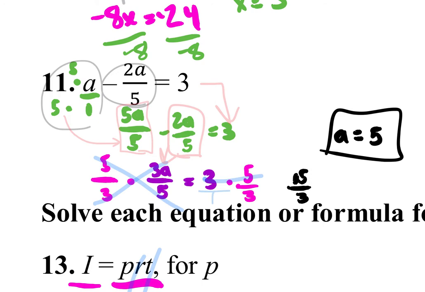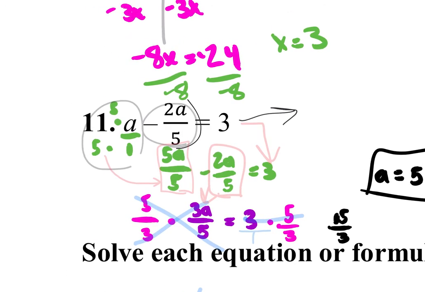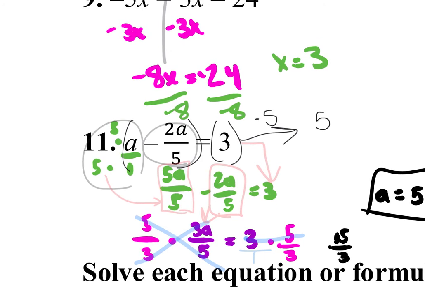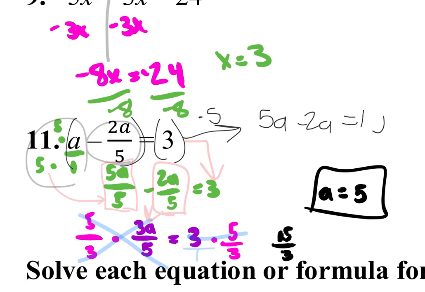Another thing you could have done on this problem is you could have multiplied the whole entire problem by 5 to begin with, and that would have given you 5a minus 2a is equal to 15. 3a is equal to 15 to get that same answer. That's probably the easier way, honestly.